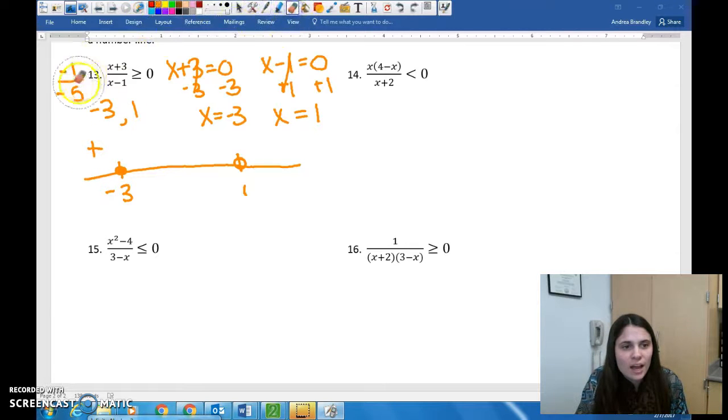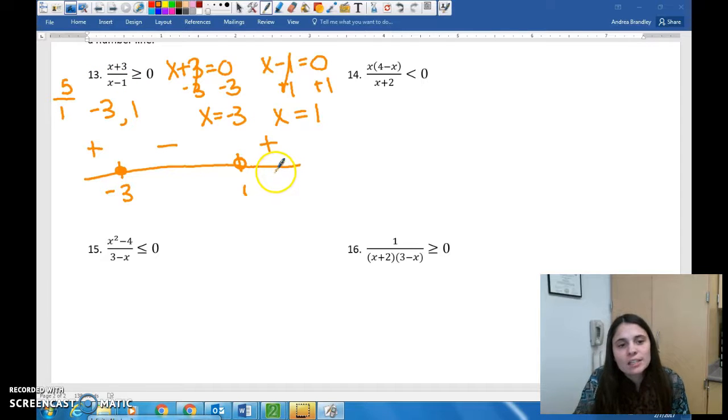And then if I repeat that with another number from in this section, I'll pick 0. 0 plus 3 is 3. 0 minus 1 is a negative 1. So 3 divided by a negative 1 is a negative 3, or a negative number. And then I just do that one more time with my last interval, so something bigger than 1. I'll do 2. 2 plus 3 is 5. 2 minus 1 is 1. So 5 over 1 is just 5, which is a positive solution.